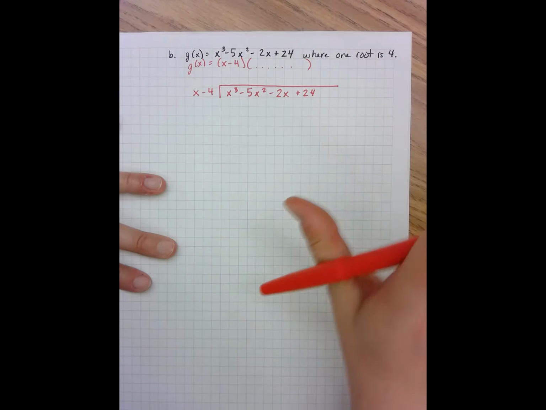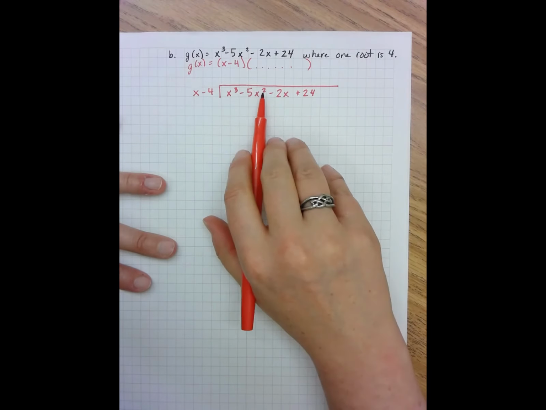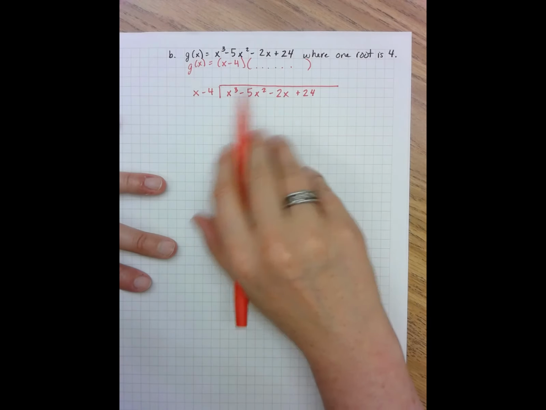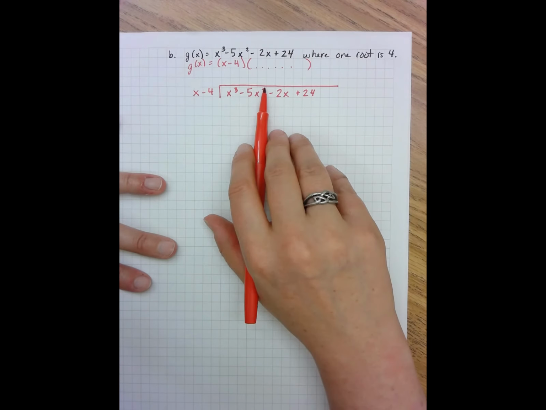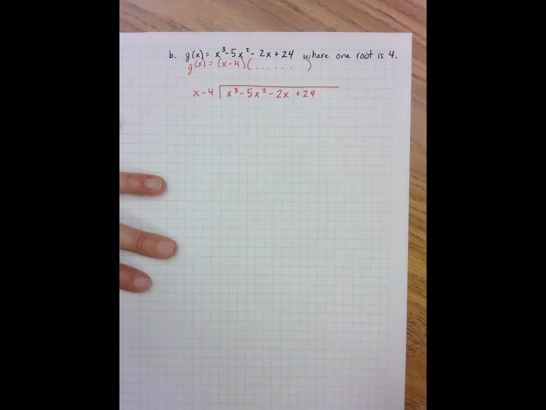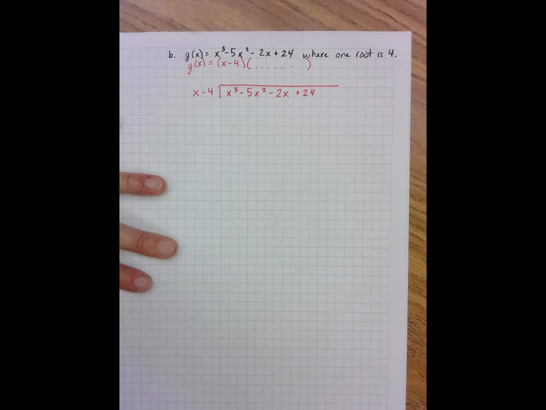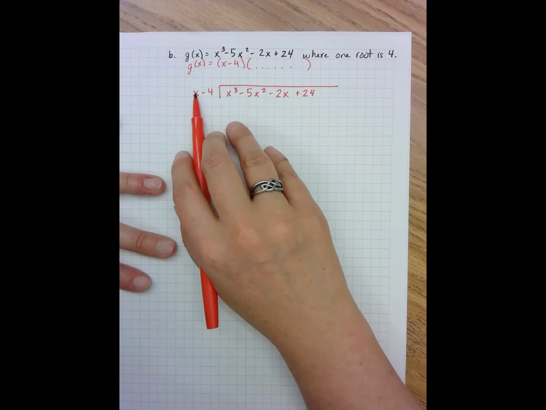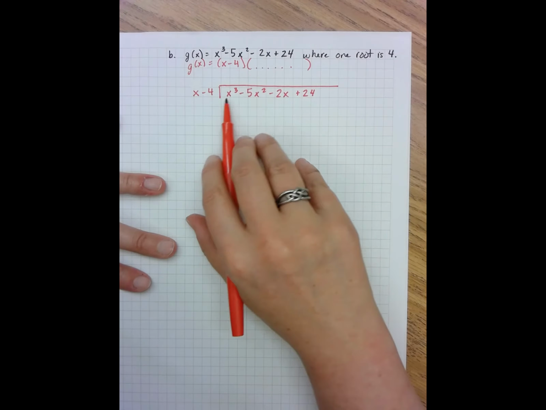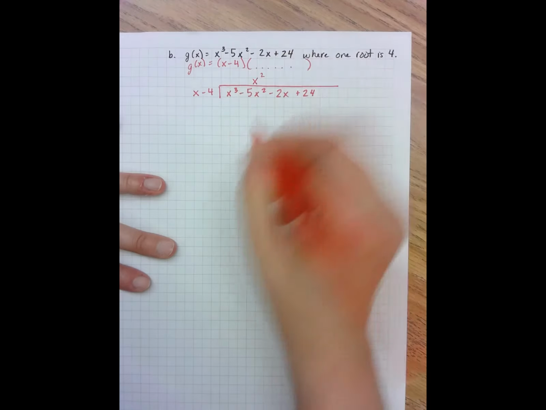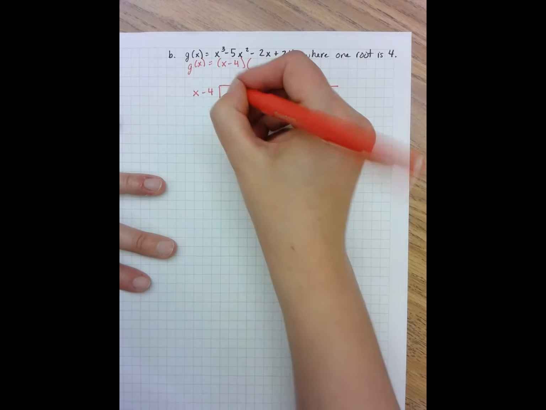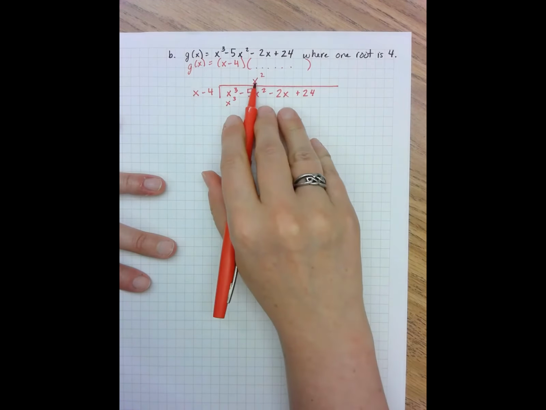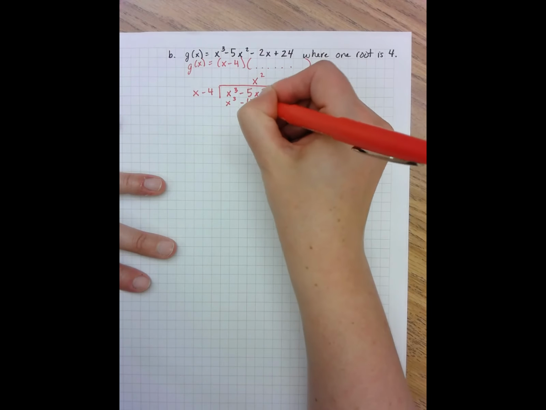And I want to double check one thing before I start, which is that I have x's to all the powers starting at the largest. So 3, 2, 1, 0. Otherwise, I'd have to stick in a 0 in there just to make sure that I was lining up all of my multiplication correctly. So the first question I need to ask is x times what gives me x cubed, and that would be x squared. So x squared times x squared times negative 4.